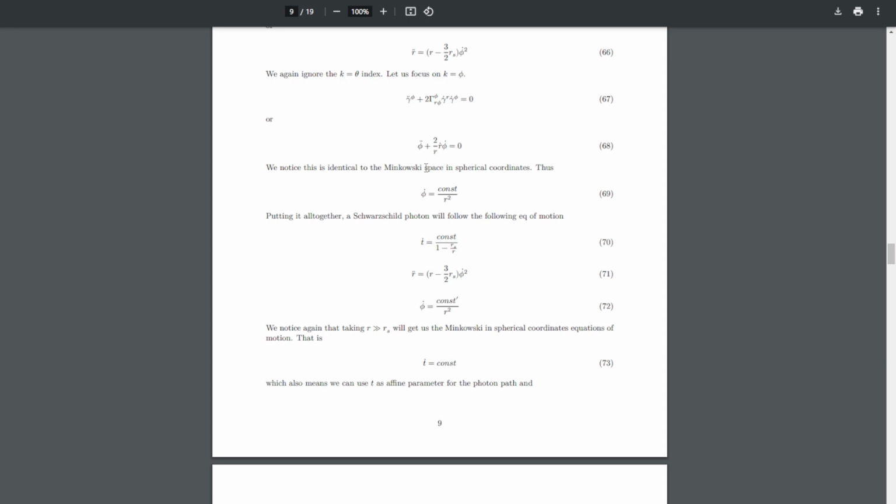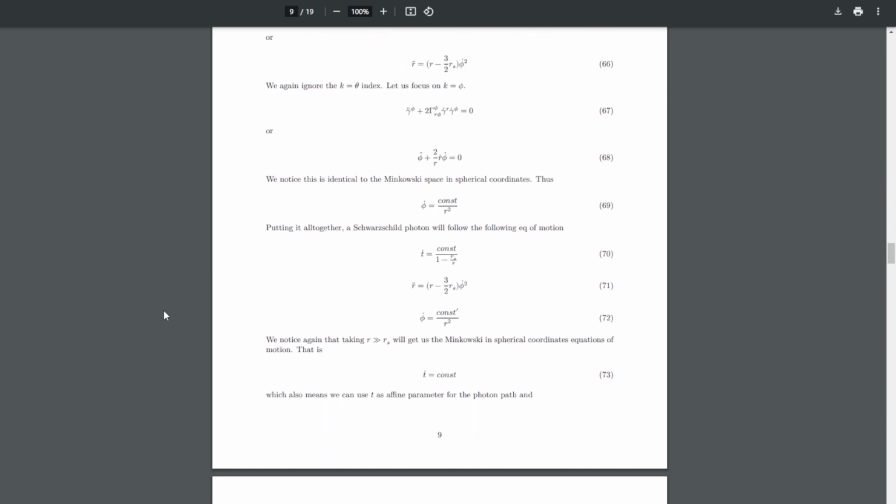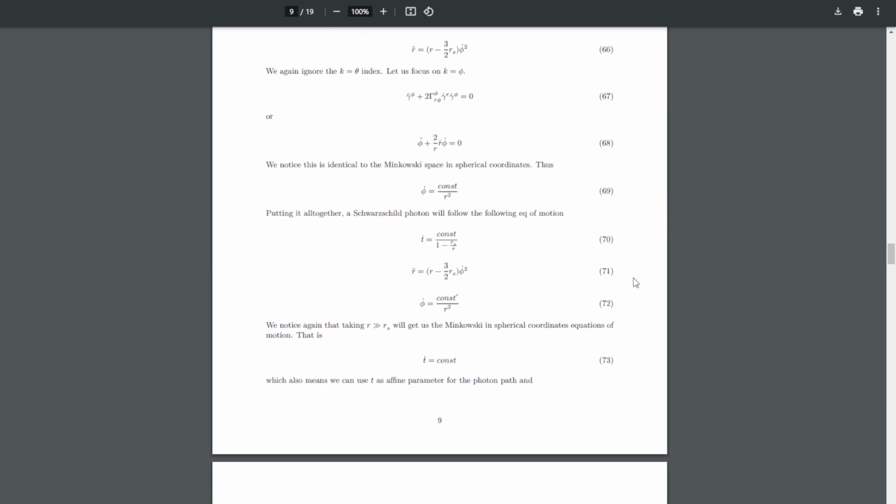And of course, we notice this is identical to the Minkowski space in spherical coordinates with the equations of motion in Minkowski space. So now we end up with the following equations of motion. T dot equals constant over the following term. R double dot equals R minus 3 over 2 RS phi dot squared. And phi dot equals another constant over R squared.